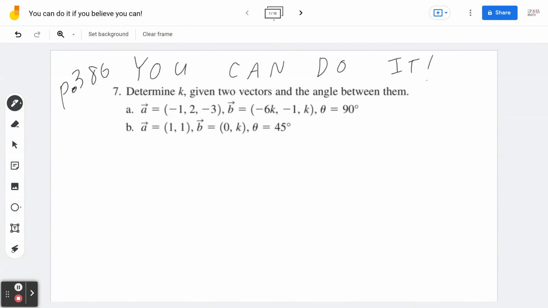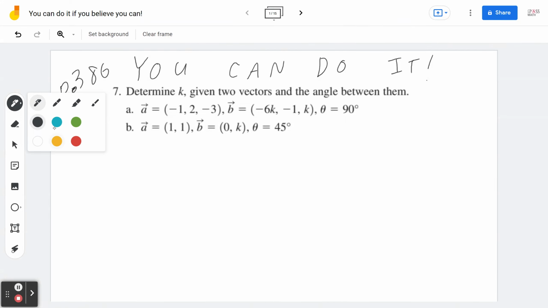Hi, everyone. Let's take a look at number 7 on page 386 for grade 12 calculus and vectors. Determine k given two vectors and the angle between them. 7a. Vector A equals -1, 2, -3. Vector B equals -6k, -1, and k. The angle between them, theta, is 90 degrees.